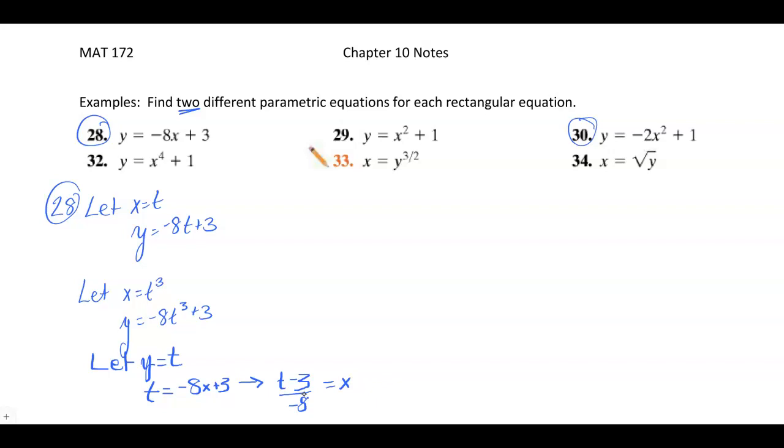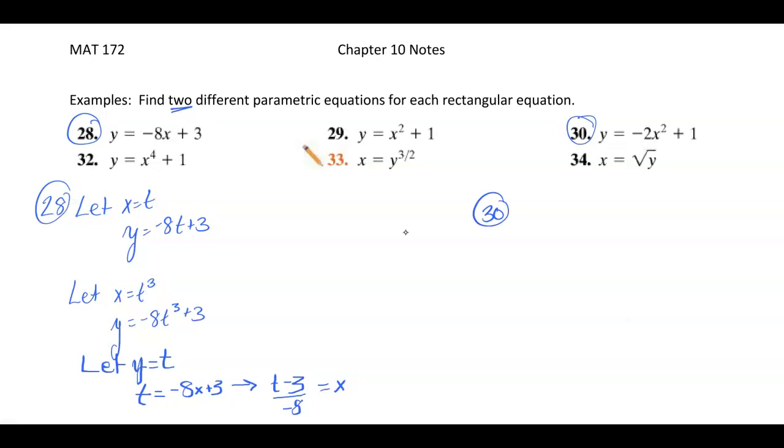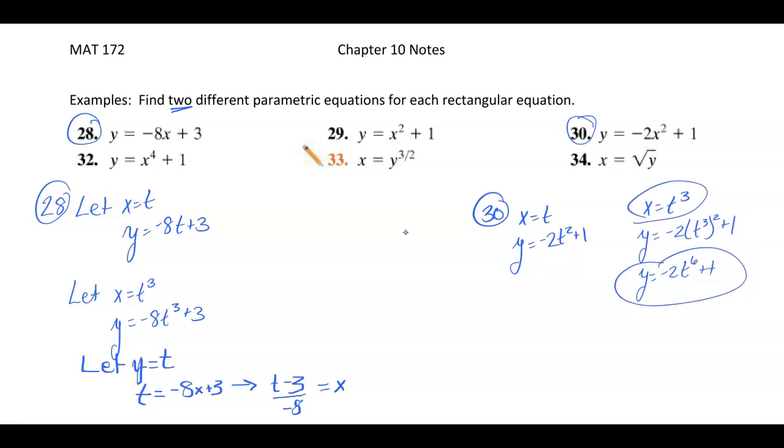So number 30 is going to work the same way. I'm going to start by letting x equal t, so then y would be equal to negative 2t squared plus 1. We could also let x be equal to t cubed. That would be another way to do this. So y would be equal to negative 2 times t cubed squared plus 1. And if we simplify that, that would be negative 2t to the 6 plus 1. So there's our second set, and there's our first set of parametric equations.